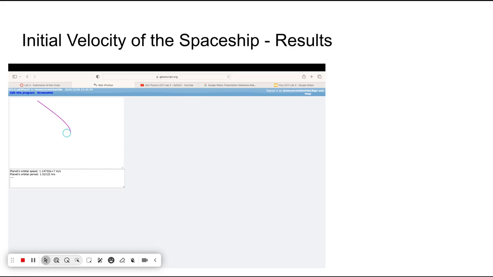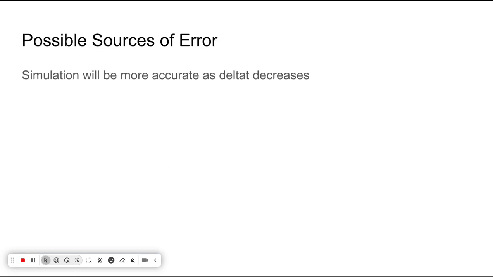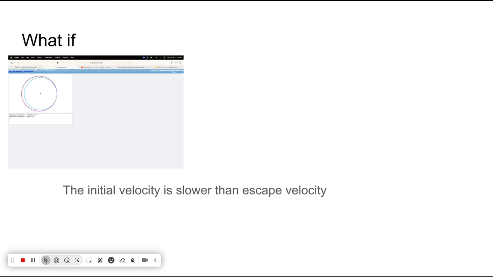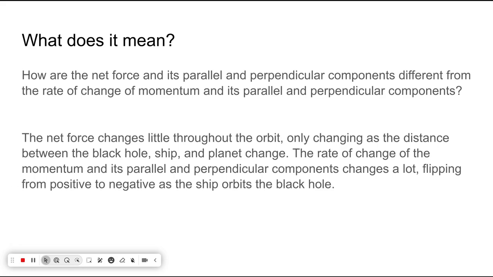And here are the results for the escape velocity. You can see the kind of tail on it. The simulation gets more accurate as delta t decreases because it's a symplectic calculation, and it works like an integral. As delta t decreases, we get more accurate. What if we wanted to orbit? The initial velocity is slower than the escape velocity. That's what the orbit looks like in that purple line. And again, I have the orbital speed listed earlier in the lab, so go look back at that.